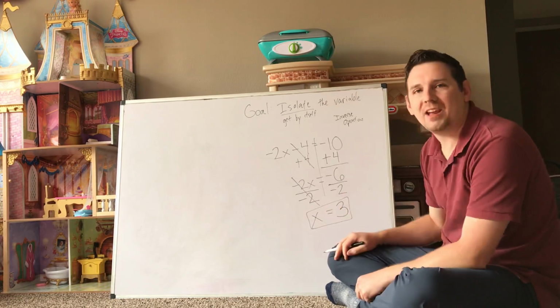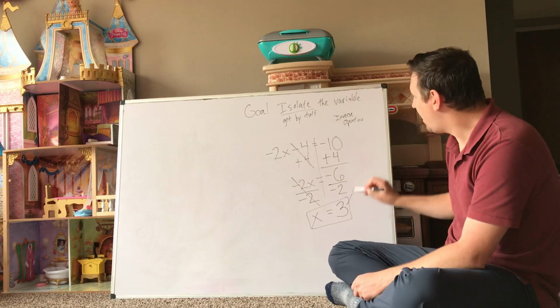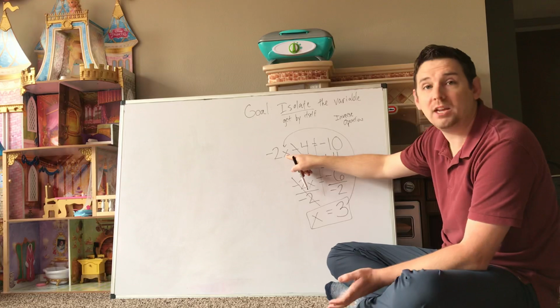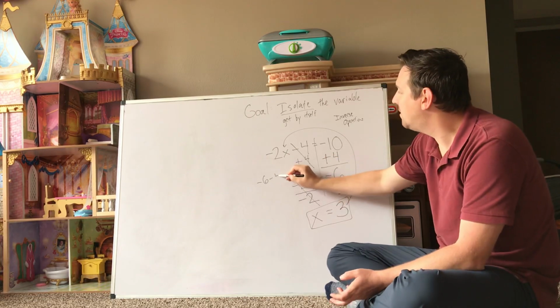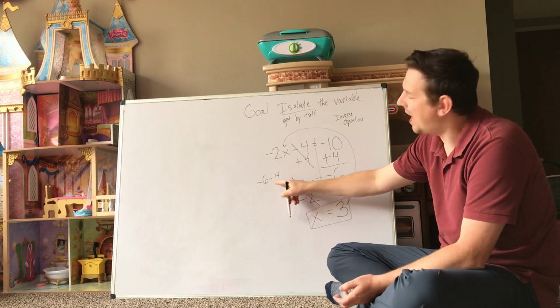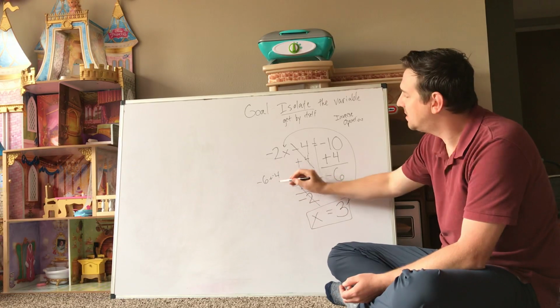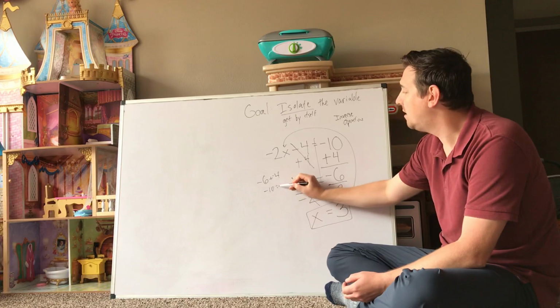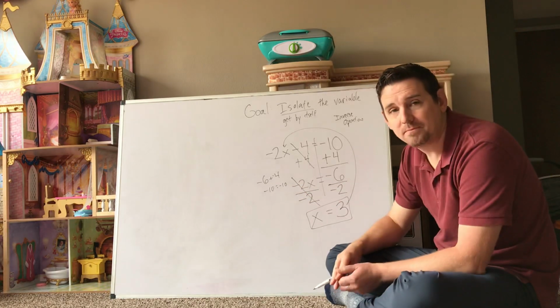So we have figured out that x is 3. If we put that back in, what is negative 2 times 3? Negative 6. What is negative 6 minus 4? I don't like to subtract. If I added the opposite, negative 6 and 4 more negatives is negative 10. So negative 10 does equal negative 10. Questions?